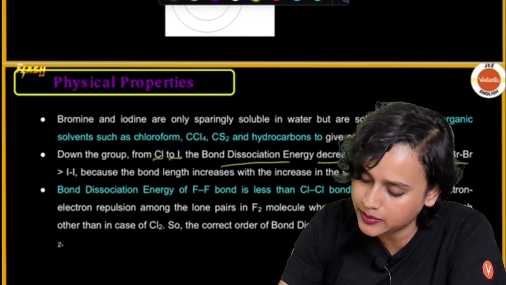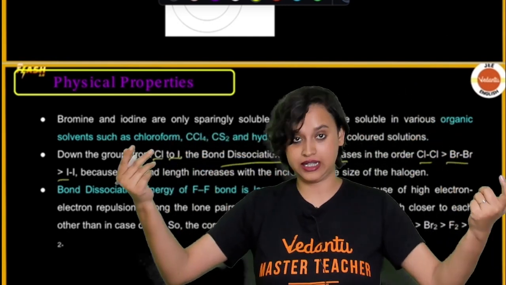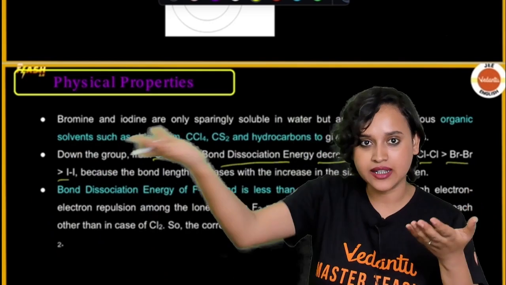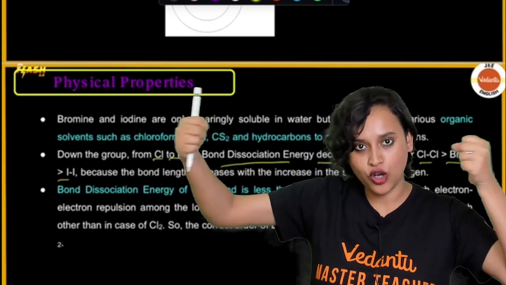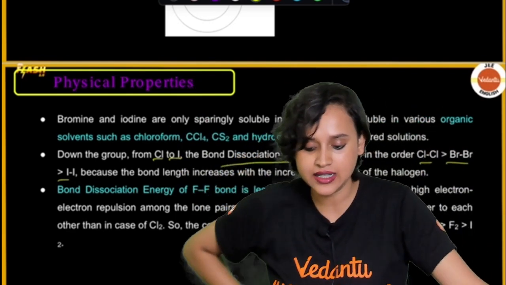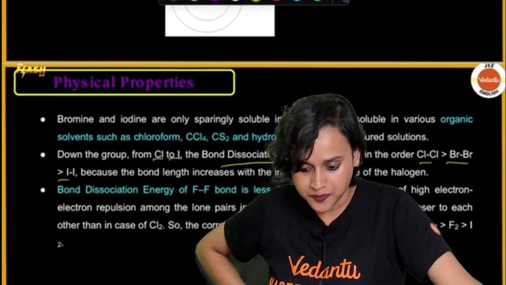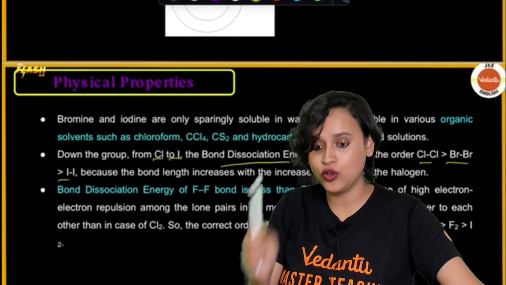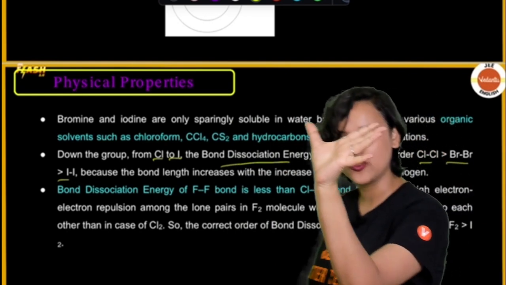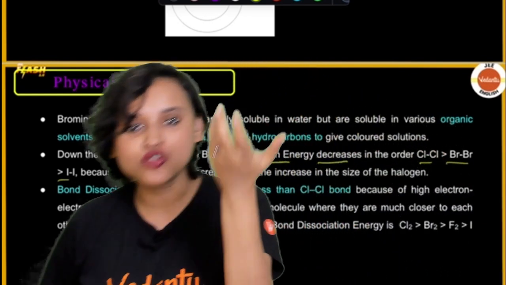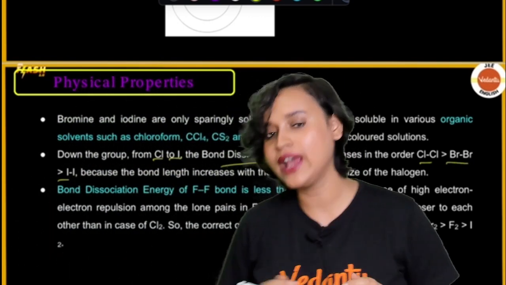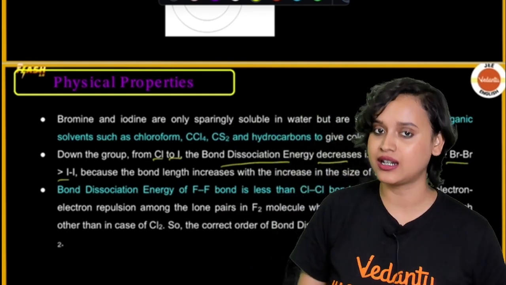Now down the group from chlorine to iodine, the bond dissociation energy decreases in the order Cl-Cl, Br-Br, I-I, because the bond length increases. As you go down the group, the size increases, which means the radius will also increase, so the bond length will increase. And if there is a longer bond length, it is easier to break, isn't it? Hence, the bond dissociation energy decreases. The bond dissociation energy of the fluorine-fluorine bond is a little less than chlorine-chlorine. Why? Because fluorine is such a small atom that the electrons are so close that they repel each other, but that does not happen in the case of chlorine. That is why the bond dissociation energy of fluorine will be slightly lesser than chlorine.